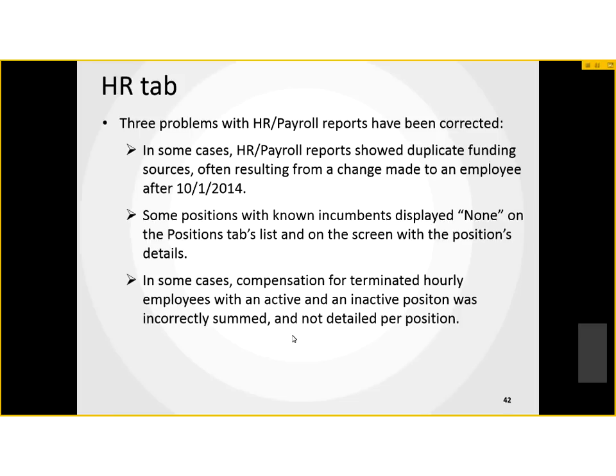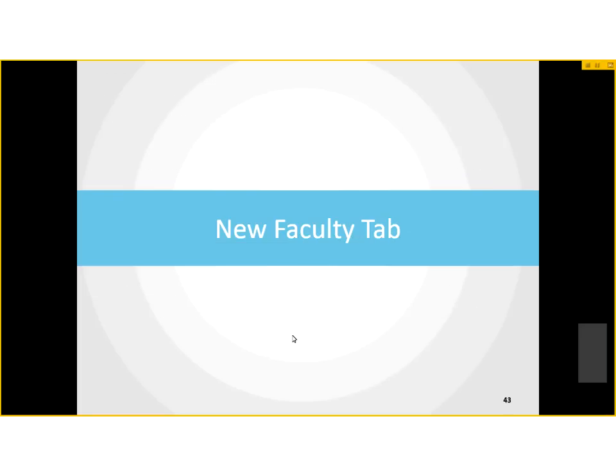And then finally, in some cases, comps for terminated hourly employees who had an active and an inactive position were being summed, all added up together instead of detailed per the active and per the inactive position. That has also been resolved. Again, some things you might not notice right off the bat as you're in the system, but we want to make sure we drew your attention to those.